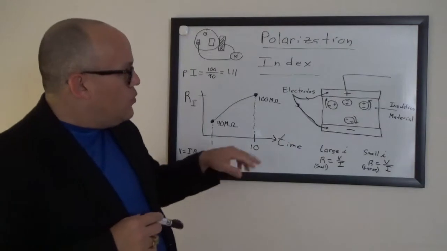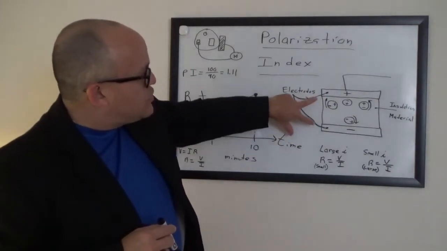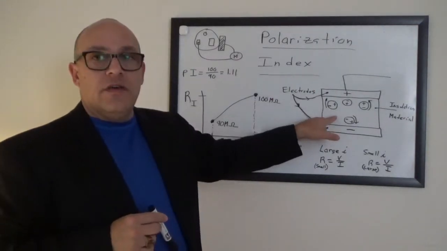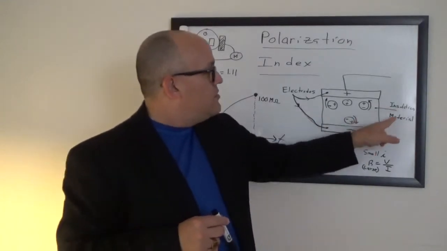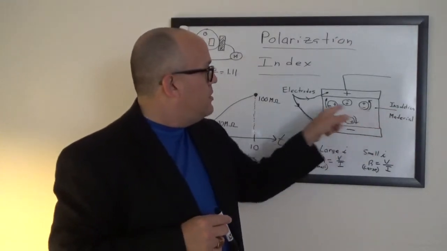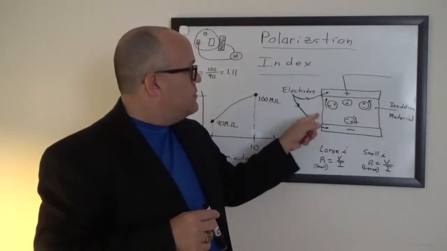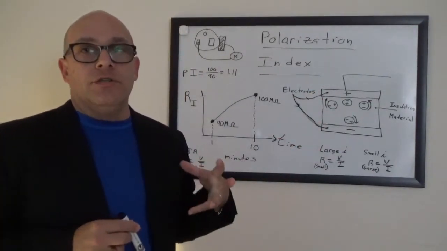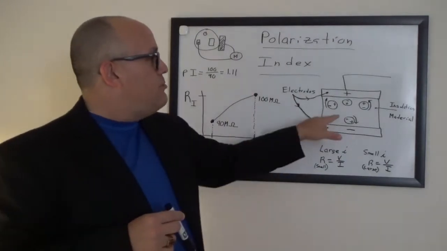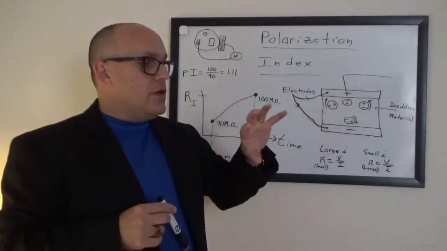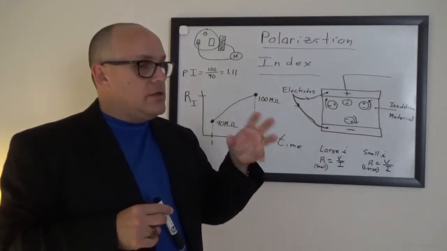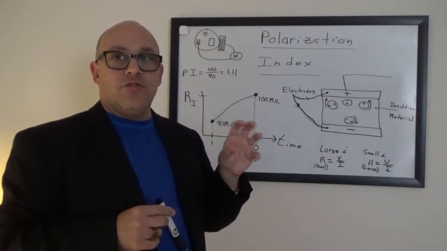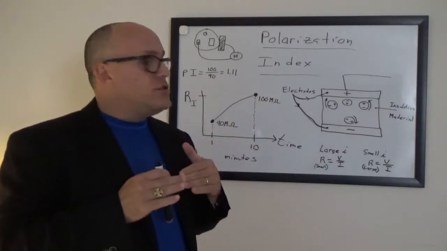Well, what we're doing is putting electrodes on either side of a piece of insulation. So let's say this is the insulation material right here, and here are the electrodes from your insulation resistance tester, and you're hitting it with a big voltage. What's going to happen is the molecules of the insulating material are going to begin to orient: opposites attract and like repel, in electricity.